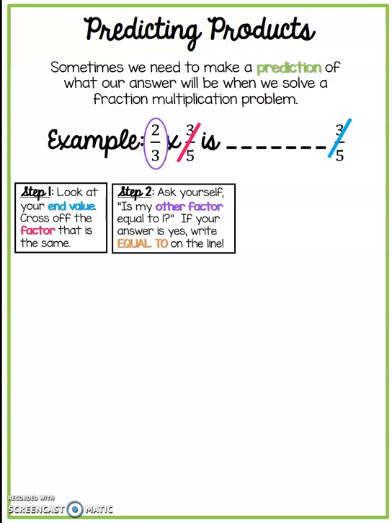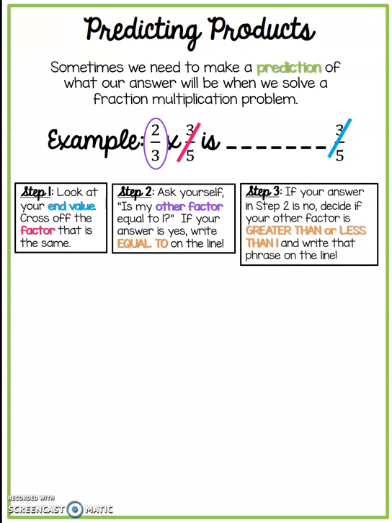Since I said no to the question, is my other factor equal to 1, I need to now decide, is 2/3 greater than or less than 1? Since 2/3 is less than 1, that means my product will be less than my end value. And that makes sense that 2/3 times 3/5 would be less than 3/5 because I'm multiplying by a number that's less than 1 whole. When I multiply by something less than 1, my answer becomes a lesser number.